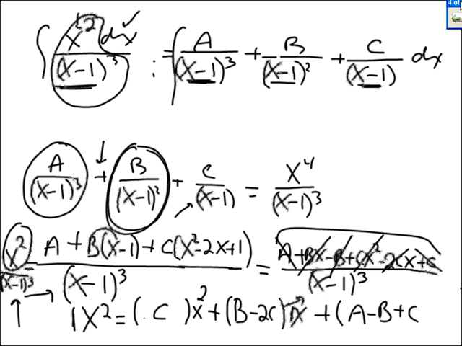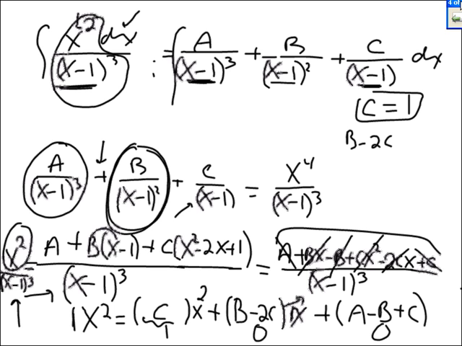Excuse me, that should say 1x squared. So c should be 1: 1x squared plus no x's plus no constant. C should be 1, b minus 2c should be 0, and a minus b plus c should be 0. Well, if we know c equals 1, we're done for c. And we know that b minus 2c is 0. But 2 times 1 is 2. b minus 2 is 0.